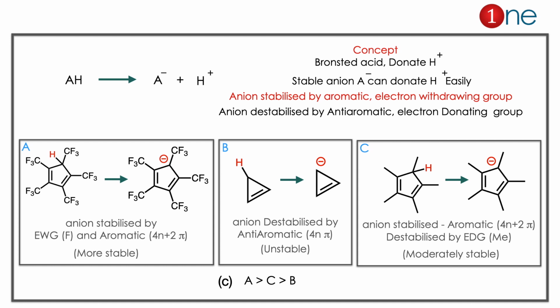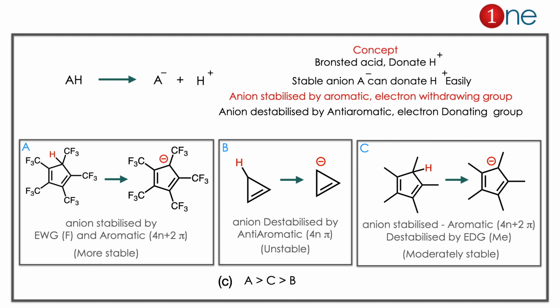Compound A. H plus removal will happen and an anion is formed. Here the compound is aromatic because when it donates the H plus, it becomes 4n plus 2 electrons, 6 pi electrons, so it is aromatic. The negative charge is stabilized by resonance, and the CF3, an electron withdrawing group, stabilizes it too. So there are many stabilizing factors in the same system, so it's the most stable one, so the best acid.